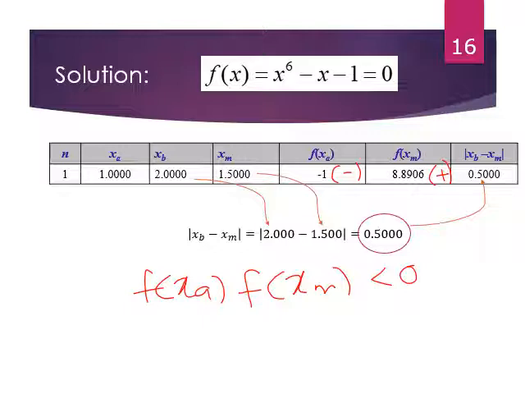Now we can see that the multiplication is less than 0. Therefore, in the next iteration, we're going to have a new interval, where the root lies between xa and xm, the lower subinterval. Because the multiplication is less than 0, we know that the root lies in between the interval xa and xm.